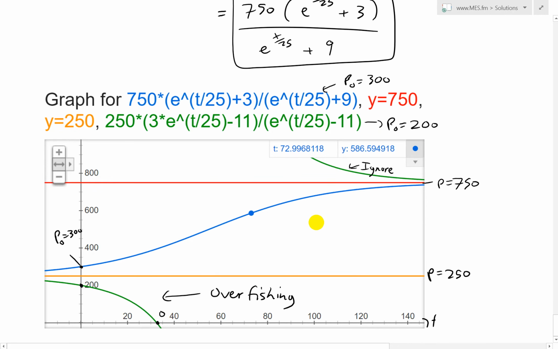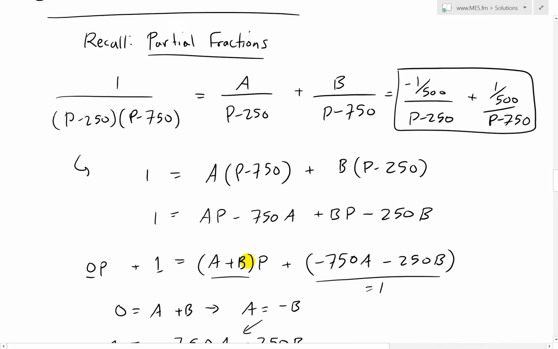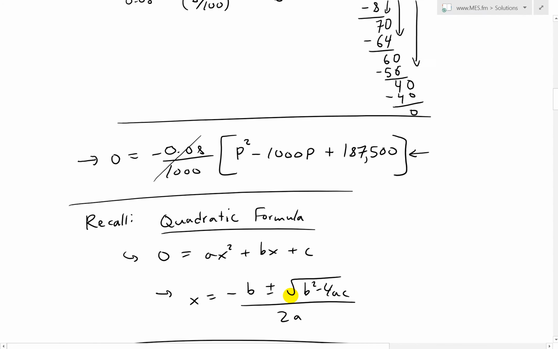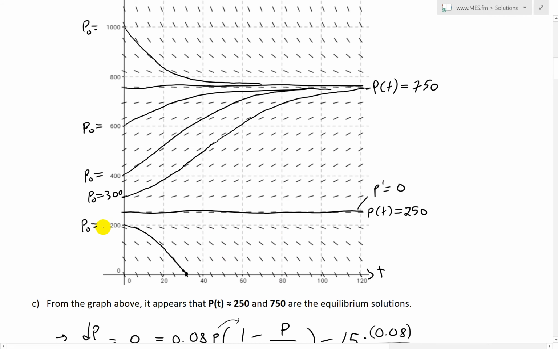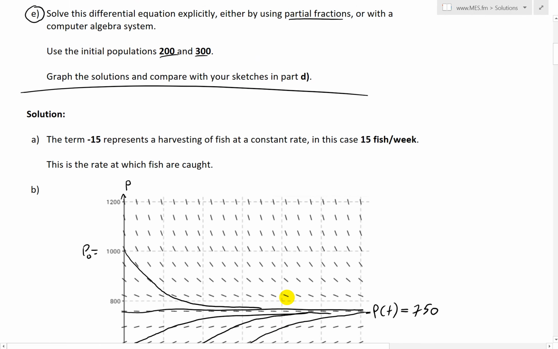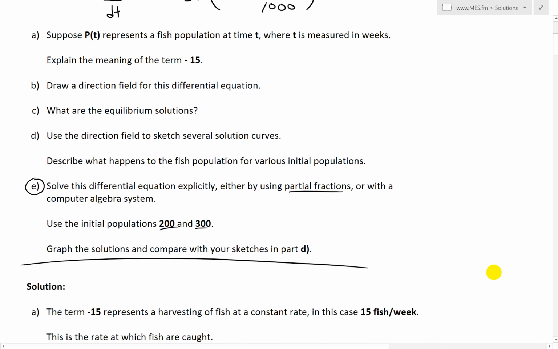And now when we compare this with the graphical estimation solution from the direction field in example 1 part 1, as you can see, there's the P0 of 200, and following the direction field it goes to 0. And 300, as you can see, levels off and goes to there. And then it's pretty much exactly what we graphed. Graph and compare with sketches, and it looks good. Anyways, that's all for today.